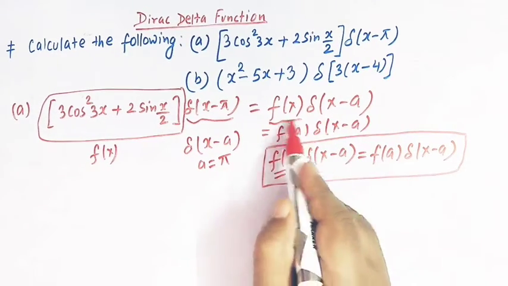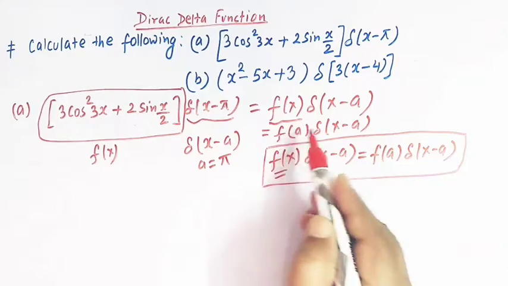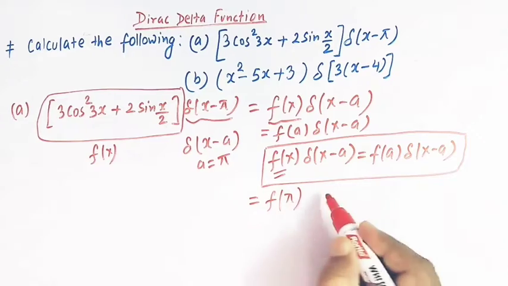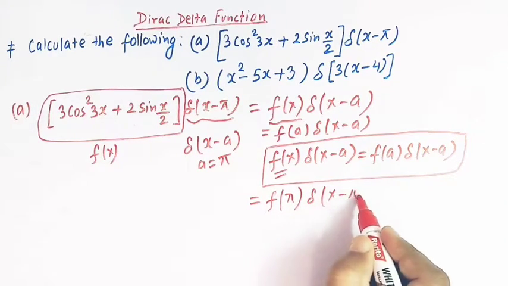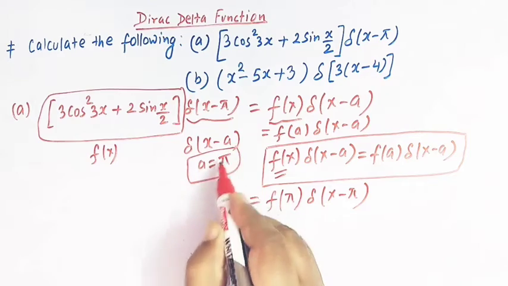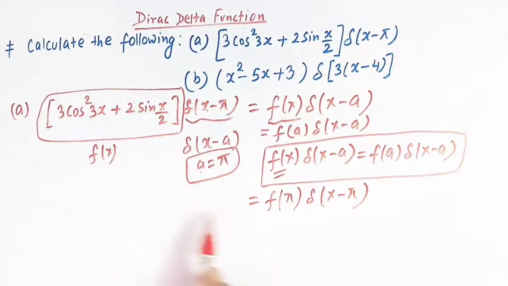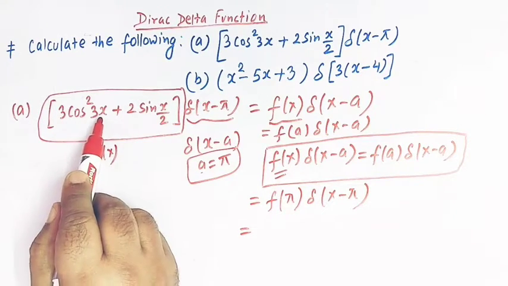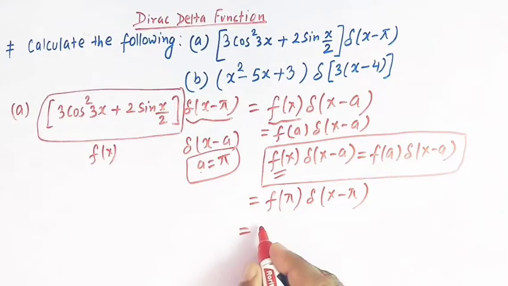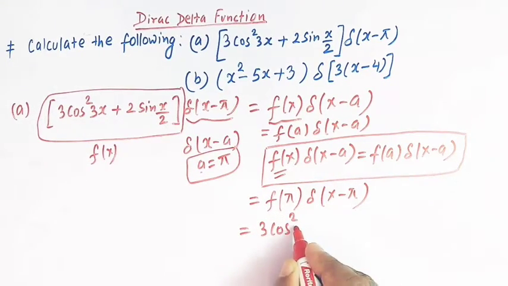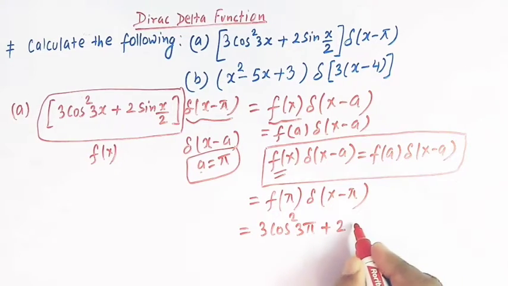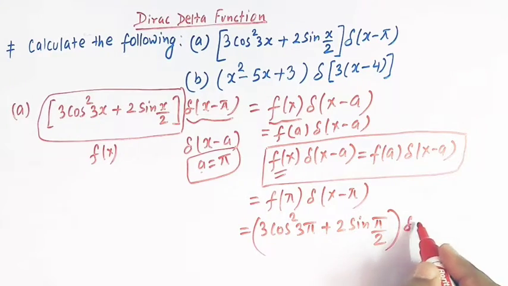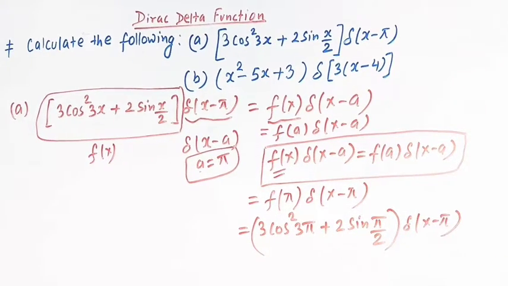So we can now find the value of f of a, and since this a is pi, we have f of pi, and here we have delta of x minus pi, because we have assumed that a is equal to pi, right? So f of pi is given by substituting x equal to pi in this function. So we have 3 cos squared 3 pi plus 2 times sine pi by 2, and here we have simply delta of x minus pi, right?